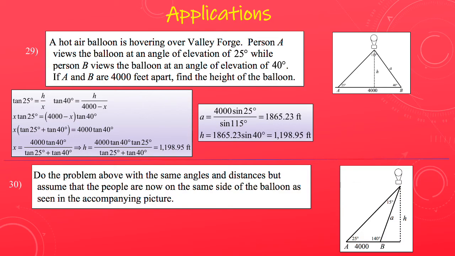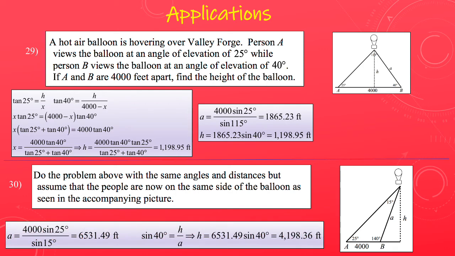In number 30, we'd like to do the same problem using the same angles and distances, but now we're assuming the people are on the same side of the balloon as seen in the accompanying picture. So we see that angle A is 25 degrees and angle B is 40 degrees, making the obtuse angle 140 degrees. And in triangle ABC, that makes angle C equal to 15 degrees.